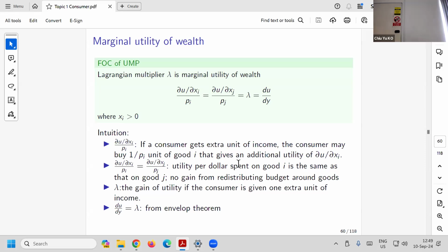Or you take this down, this up, this is our FOC, right? So that is the marginal cost equal to marginal benefit, or the marginal utility of money. I give you money or give you good, the same thing. Is that clear what we're doing?